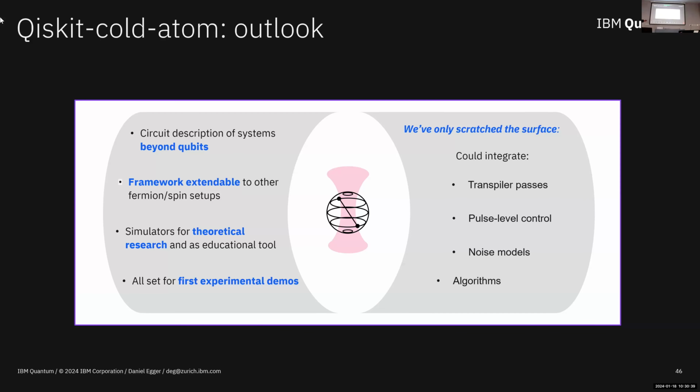We could start thinking of ways to perform transpilation on these, or manipulate the gates, simplify them, maybe provide a pulse level description of these systems as well. And then think a little bit about how this might look like with algorithms.